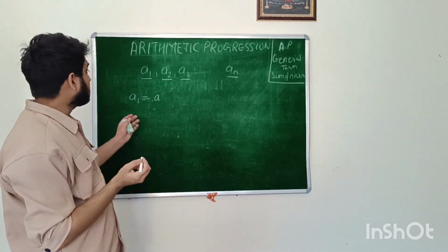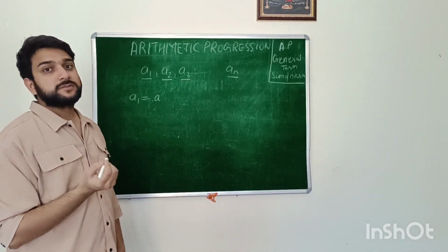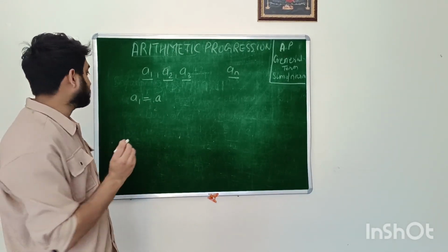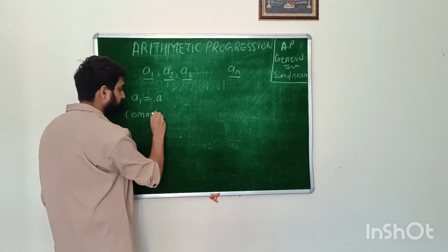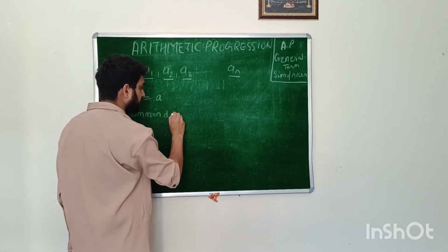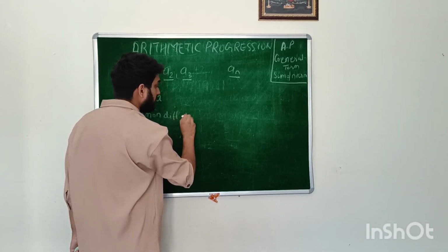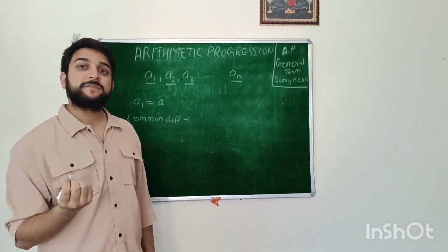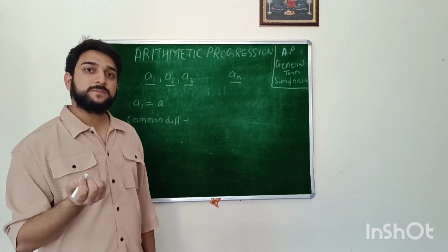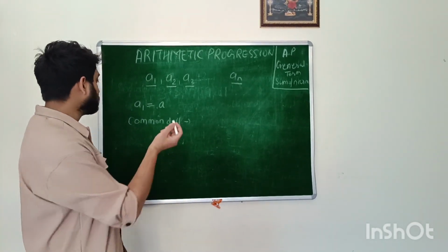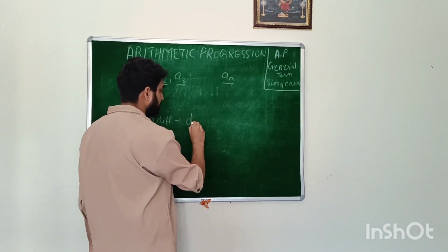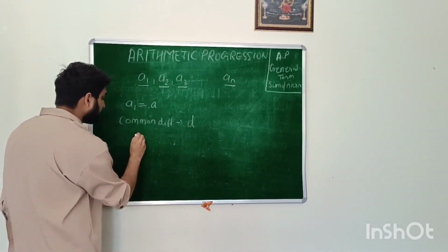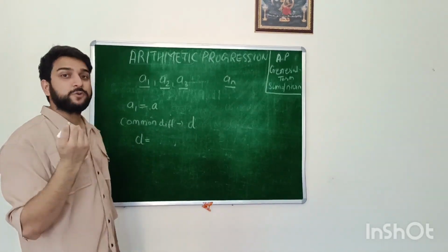Okay, and here is a concept of common difference. What is common difference? Common difference is the difference of two consecutive terms in an AP. Okay, so we are representing common difference by d. So d is our difference of two consecutive terms.